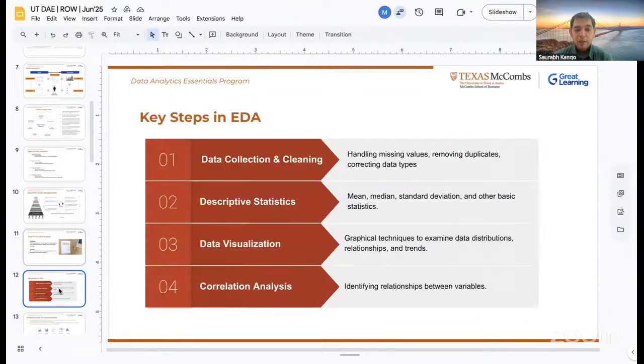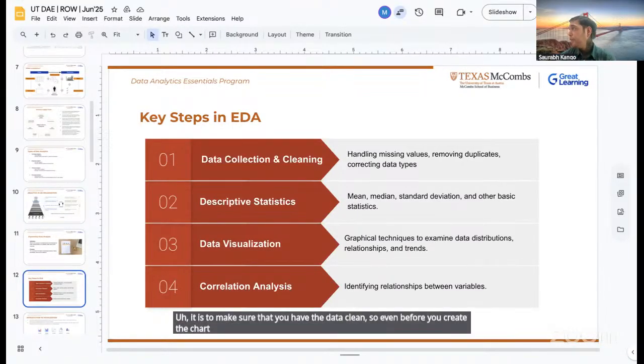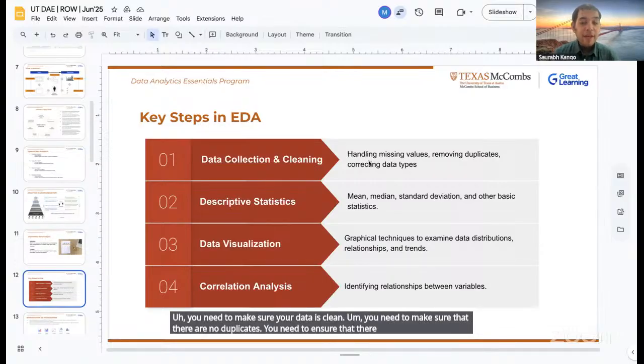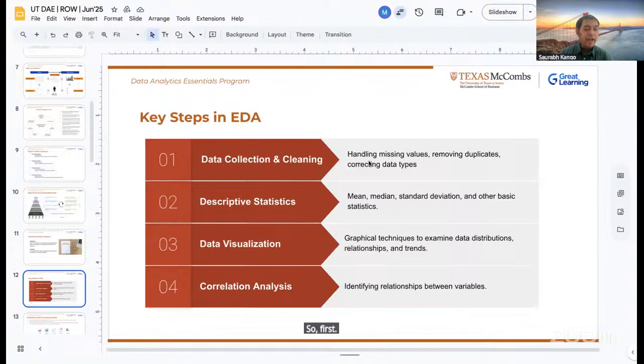Cool. And what are the steps included in here? It is to make sure that you have the data clean. So even before you create the charts and do any of the analysis, you need to make sure your data is clean. You need to make sure that there are no duplicates, no missing values, and that the data type is correct. So first you try to form the data in the right format.